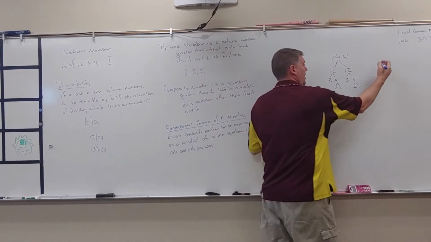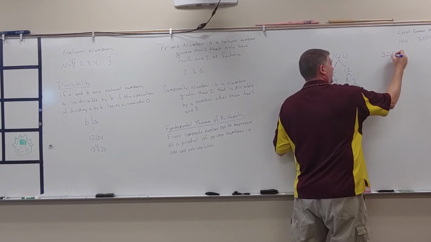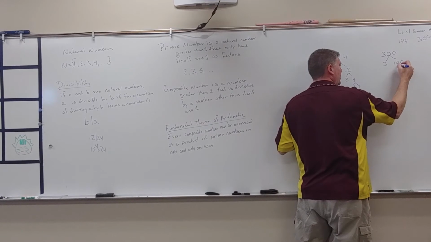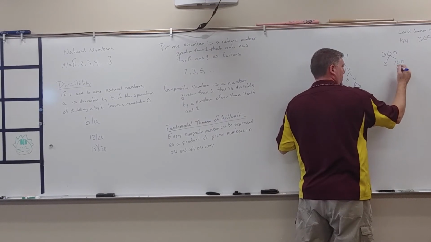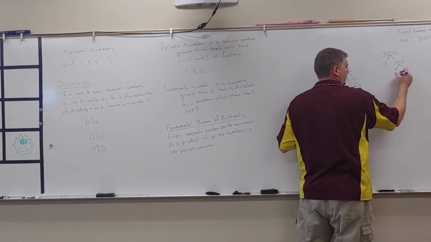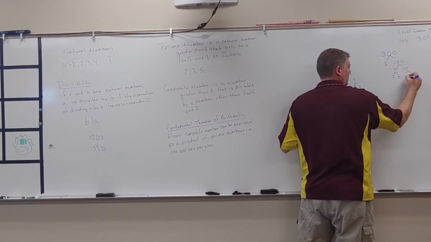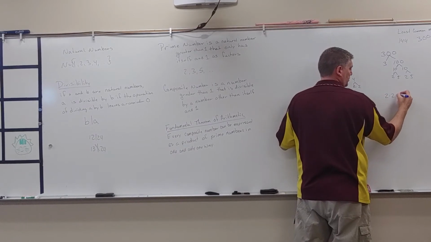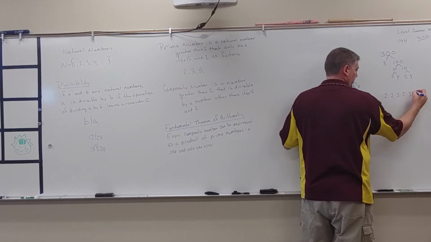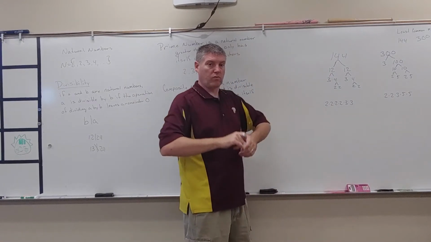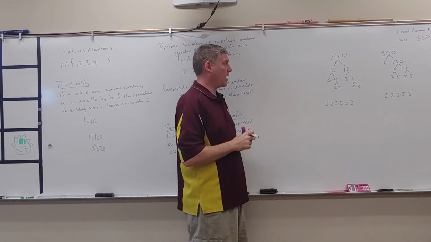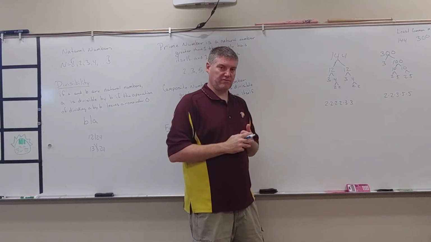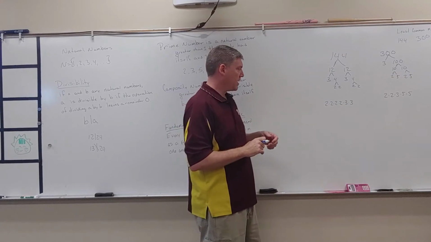Now I'm going to come over here and I'm going to factor 300. Well, I'm going to go 3 and 100 just because that makes it a little easier here. I'm going to go 10 times 10, and then this is 2 and 5, 2 and 5. So now if I factor this out, I have 2 times 2 times 3 times 5 times 5. Now, when we're doing this, our least common multiple has to take into account all of the pieces. Okay?